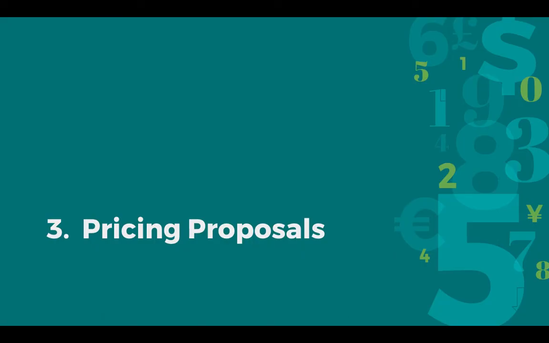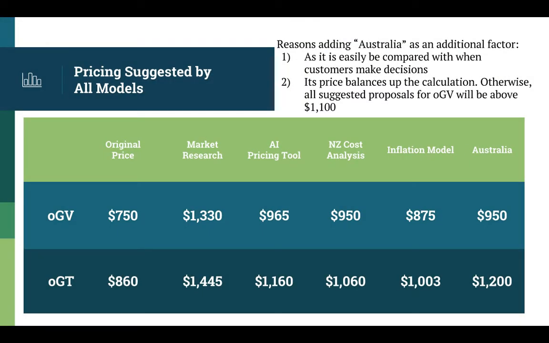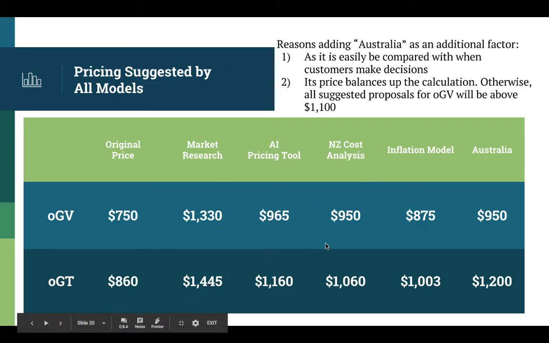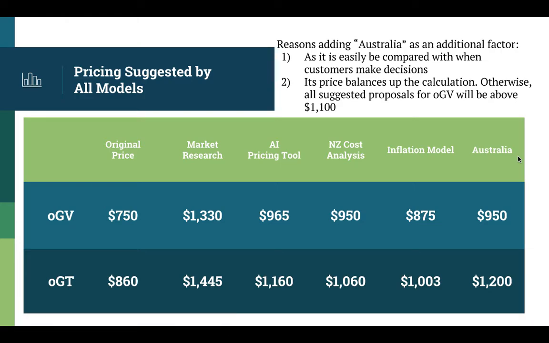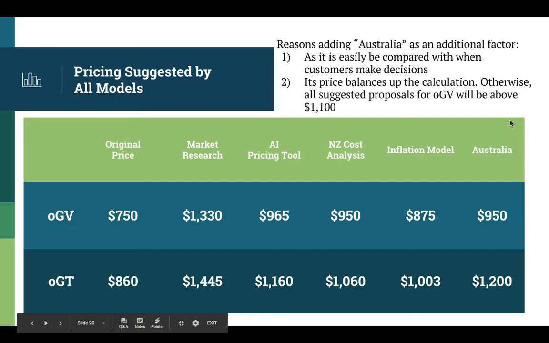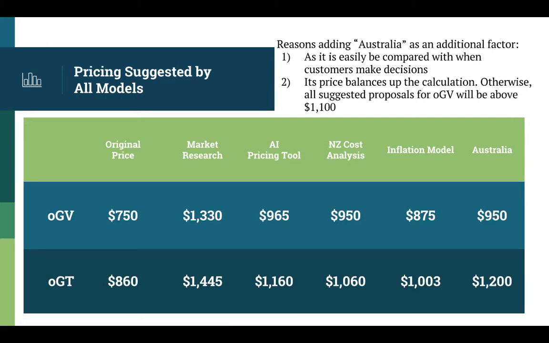So after the 4 models, you can see our pricing proposals. These are the prices suggested by different models, as I explained before. As you can see, I added Australia's price as an additional factor. The reason is that it is easily compared with when customers make decisions, as these two countries are pretty close to each other.